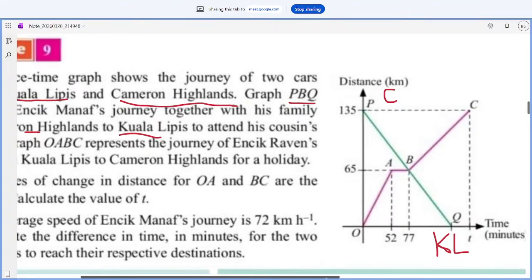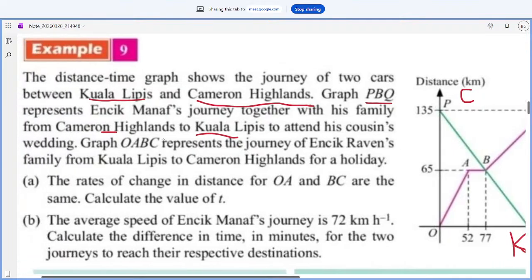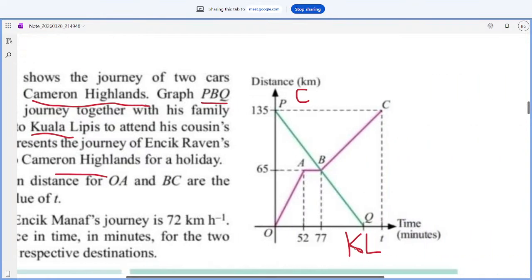Very smart, you guys. Okay, it is Pahang. Very good. So basically Pahang to Pahang, same place. Cameron Highlands is Pahang. Kuala Lipis also Pahang. So OABC is Kuala Lipis to Cameron. This one is reversed. OABC is Kuala Lipis, KL short form, to Cameron, C. So you guys must take note. Look at the graph carefully.